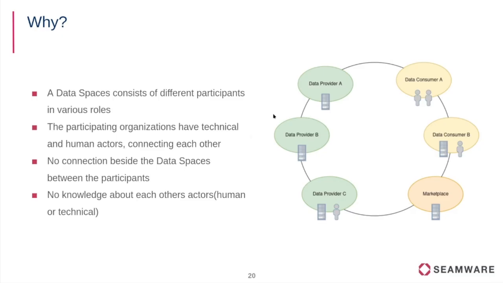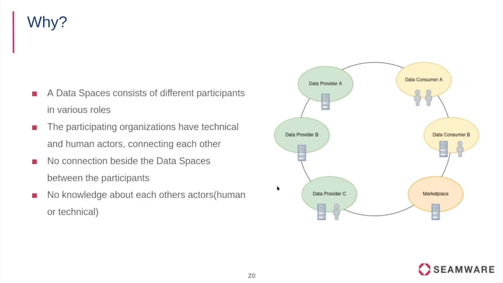In these participating organizations, we have various actors. We have technical actors like services, like AI agents, like IoT devices, and so on. And we have human actors, those that act for the various participants. All of them might connect with each other.